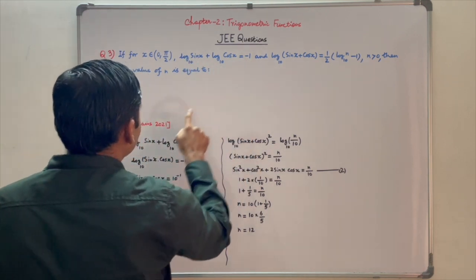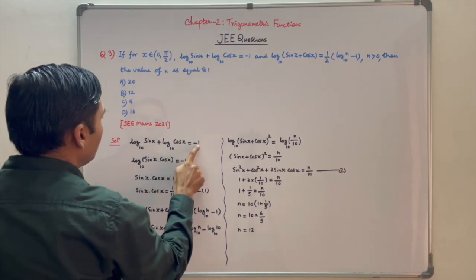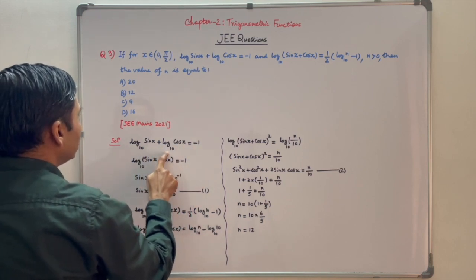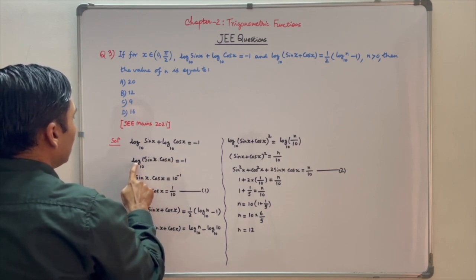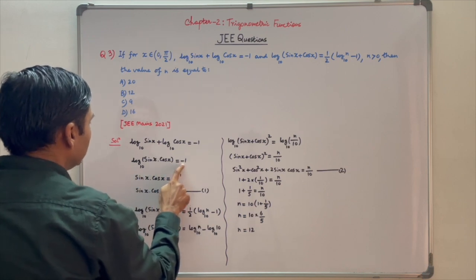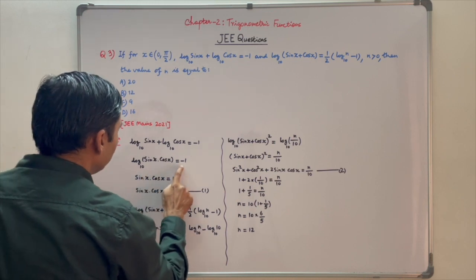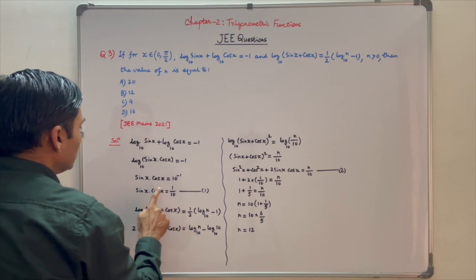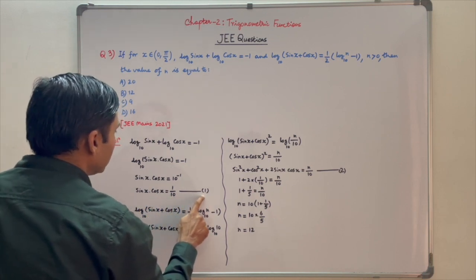First equation is given as log sin x to the base 10 plus log cos x to the base 10 is equal to minus 1. We know that log m to the base a plus log n to the base a is equal to log mn to the base a. So it becomes log sin x into cos x to the base 10 is equal to minus 1. This can be written as sin x into cos x is equal to 10 to power minus 1. 10 to power minus 1 is equal to 1 by 10. So sin x cos x is equal to 1 by 10. This is our first equation.